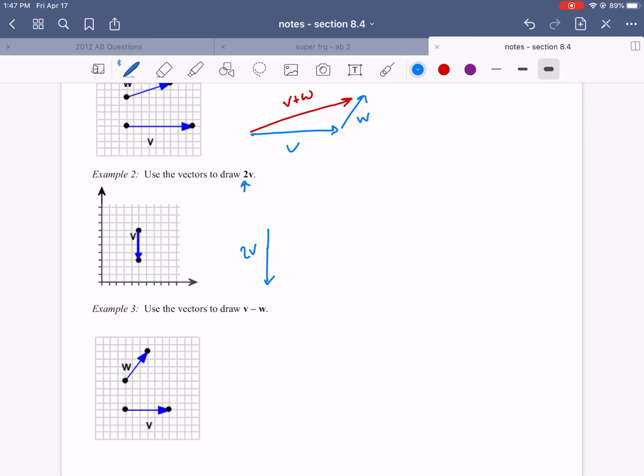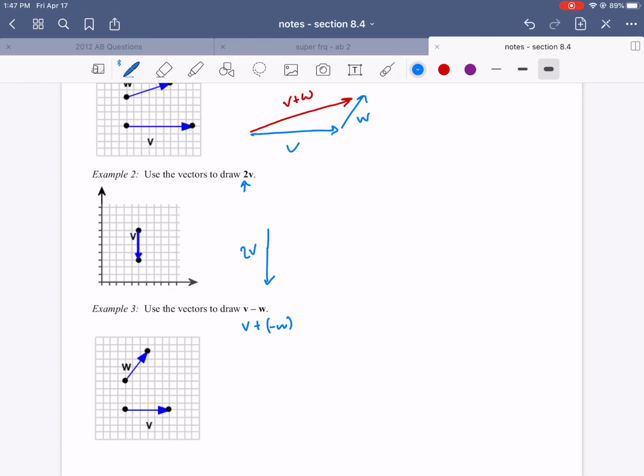Example 3, we're going to subtract two vectors, and when we do this, it's a lot like adding a negative. And so we're going to really think of this as being like v plus negative w, where negative w is the same as w, just in the opposite direction.